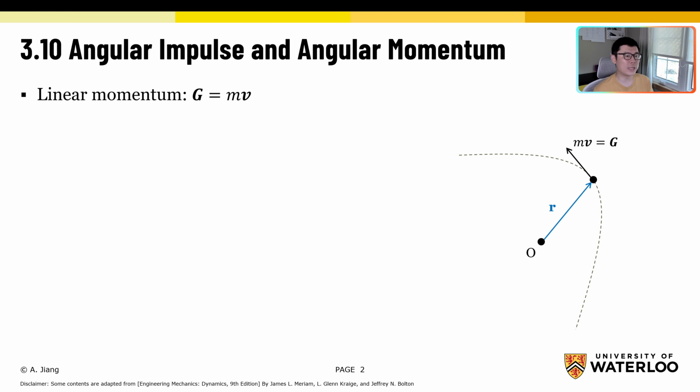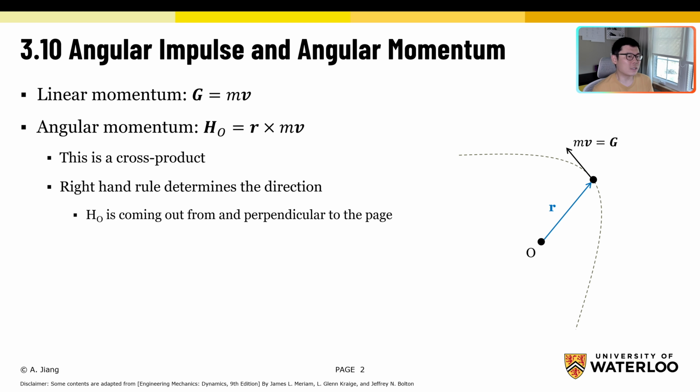Let's add a random point of interest O here. Connecting from O to the particle, we can obtain the position vector r that describes the location of the particle with respect to O. Then we'll define the vector cross product of r and mv as angular momentum, and give it a new name, H_O.